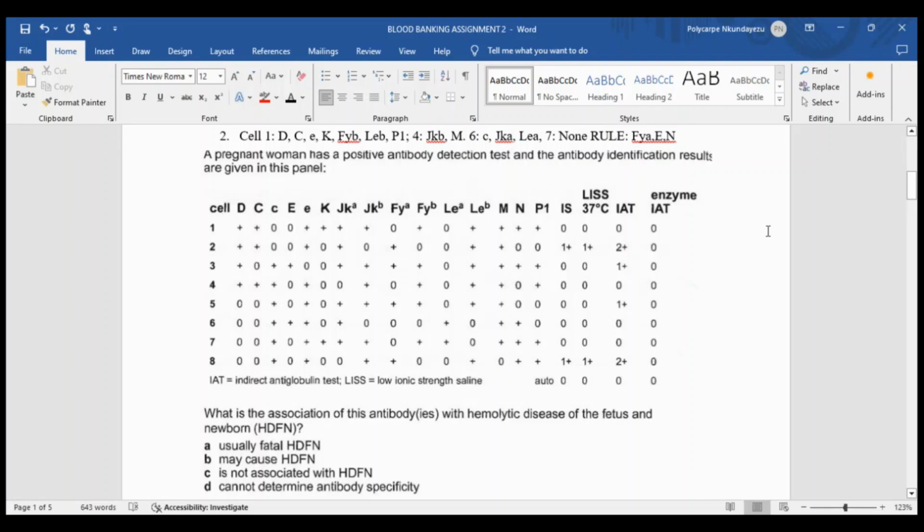FYA or the Phi A, both of them are significant, and they can cause hemolytic disease of the fetus and newborn. And which one of them is responsible for the reaction in the table, and what is the association of this antigen with hemolytic disease of the fetus and newborn?